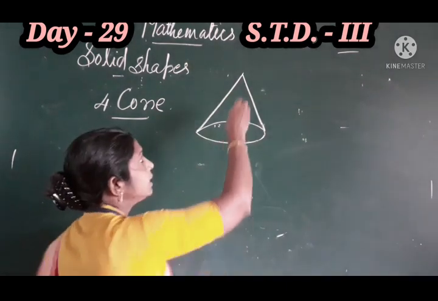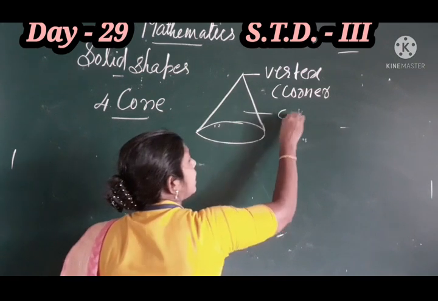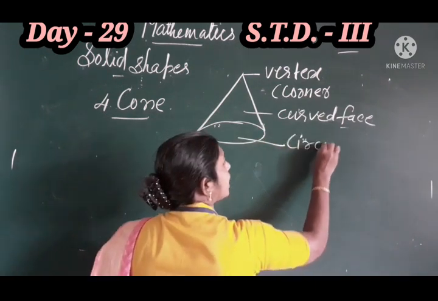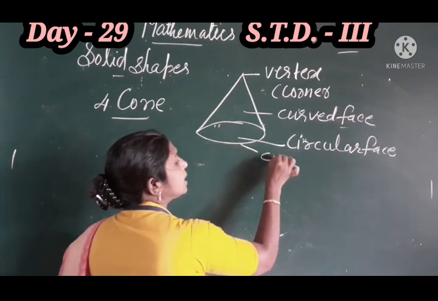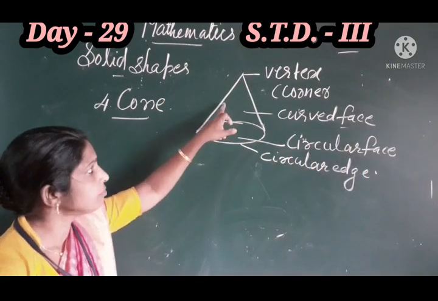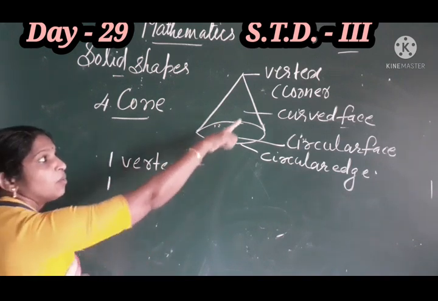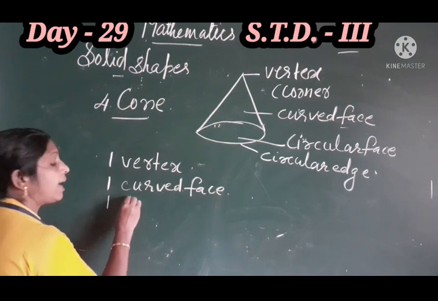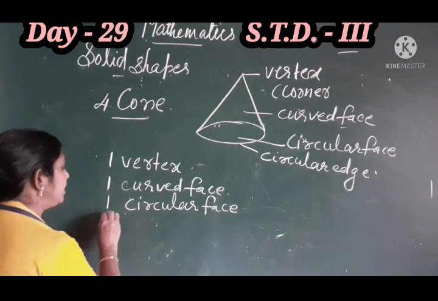A cone has one vertex, the vertex or corner. Then a curved face. This part is the circular face. This is the circular edge. A cone has one vertex, then one curved face, then one circular face, then one curved edge.